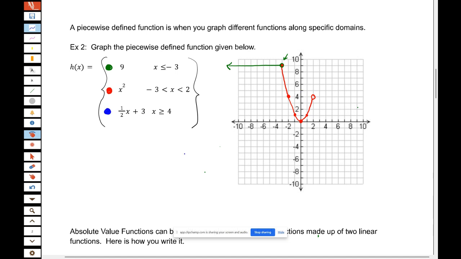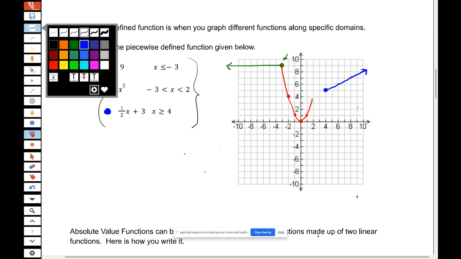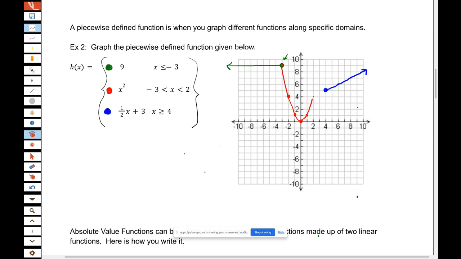1/2 x plus 3. Up 1 over 2, up 1 over 2, up 1 over 2, up 1 over 2, and so forth and so on. And they only want us to graph it for values greater than or equal to 4. So actually, it's just this portion of the line. So we've put together that graph of this piecewise defined function.